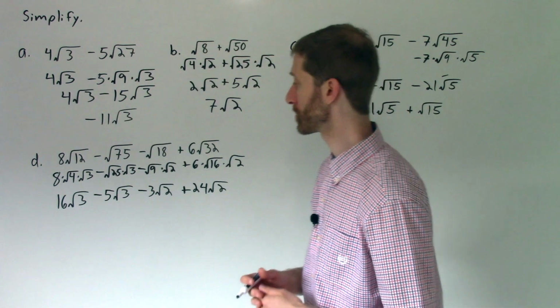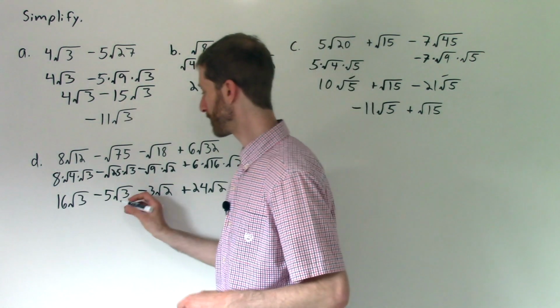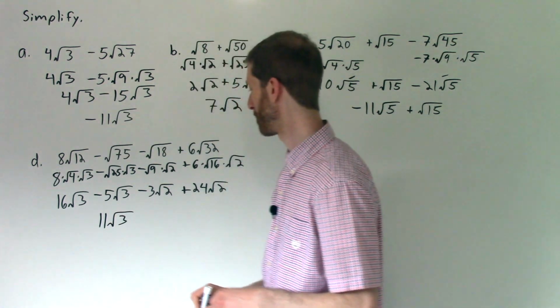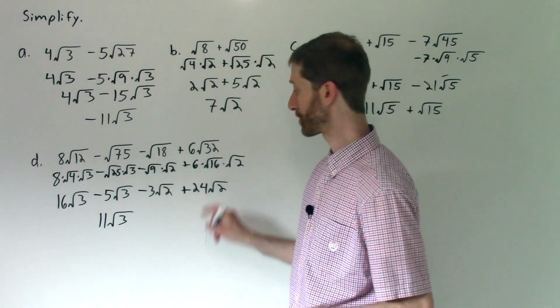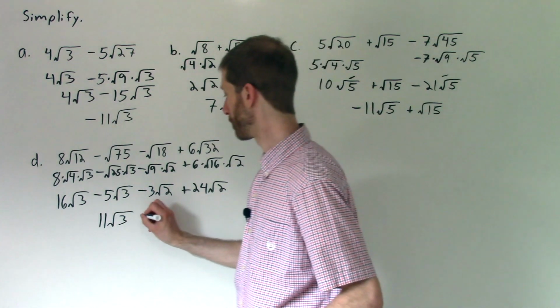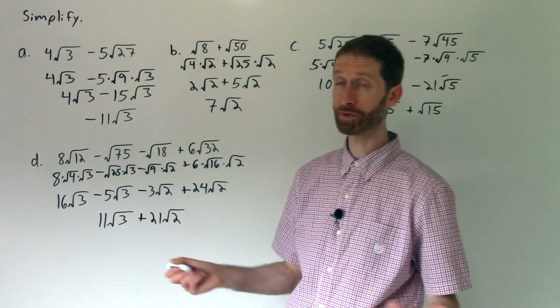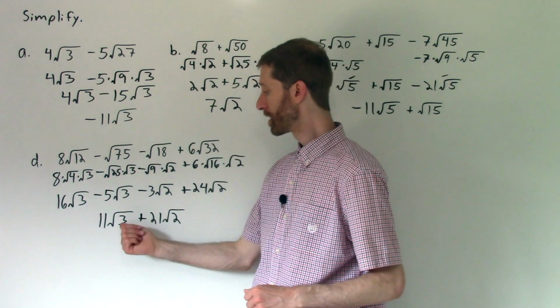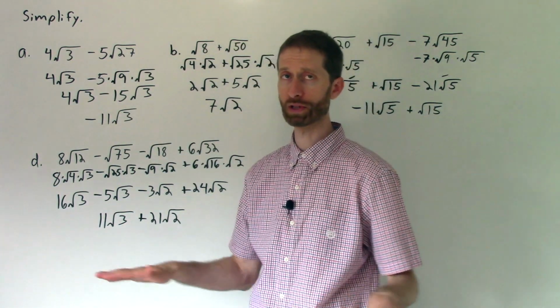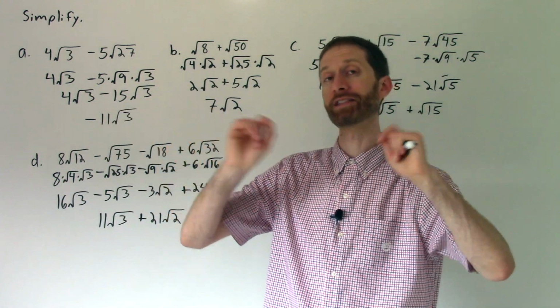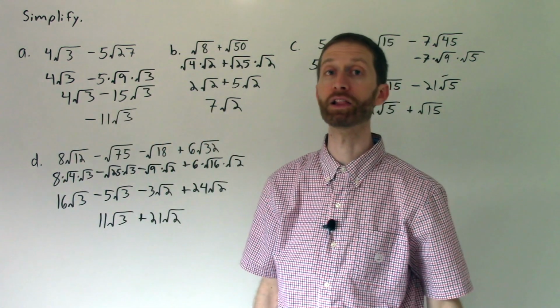Now we have a bunch of like terms. 16 root 3 minus 15 root 3. Apparently I like 11 in this video. It just happened to be the number that we went with. Negative 3 root 2 plus 24 root 2 is 21 root 2. Another number I like. And we're in simplest radical form. You cannot combine those because we have root 3's and root 2's, completely different radicals. That's it, peeps. Reduce those radicals, then see where that leaves you in terms of combining like terms.